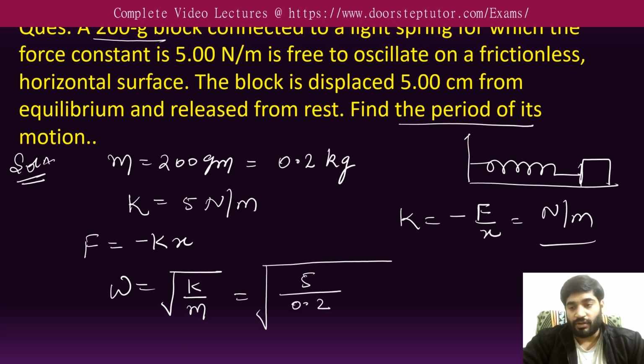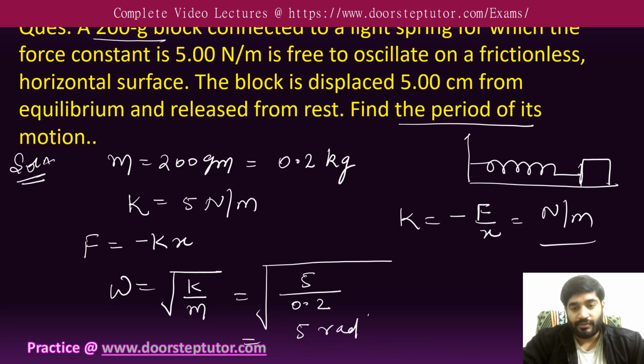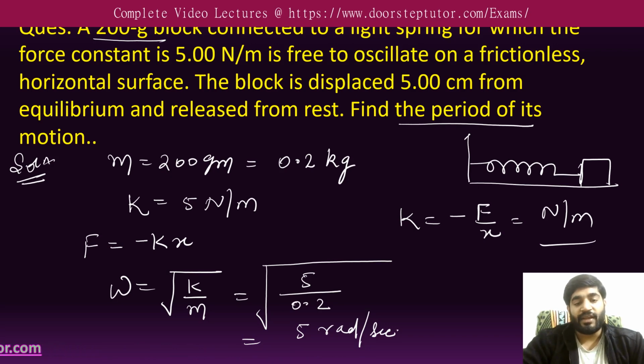And if I solve this, it's going to be 5 root 5. Unit will be radian per second. Simple. But we have to find the time period.